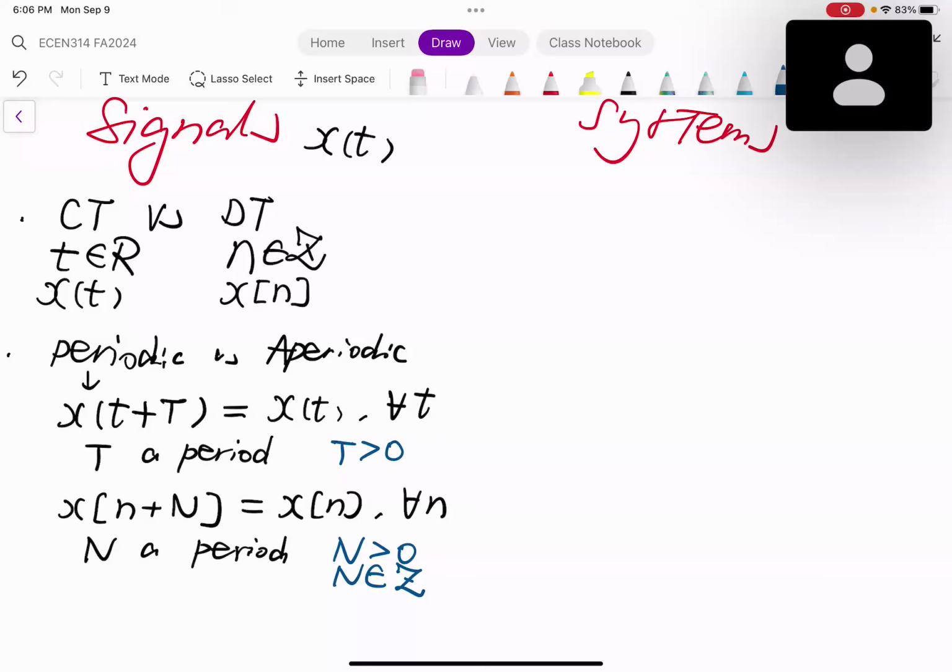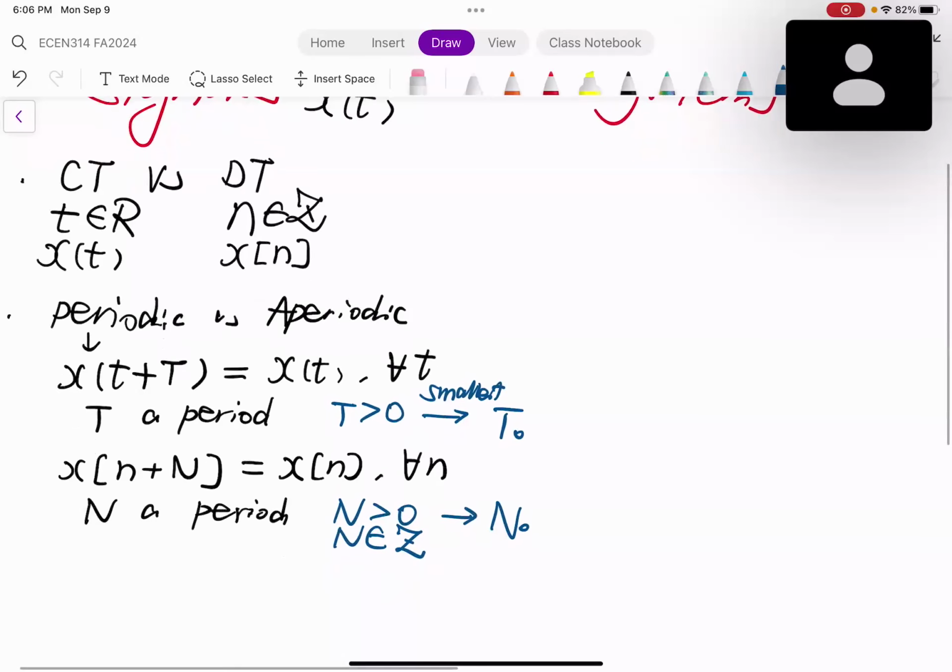The smallest such period is called the fundamental period. The smallest such T becomes T sub 0, that's called T naught. And similarly, this smallest period is the fundamental period in both cases.